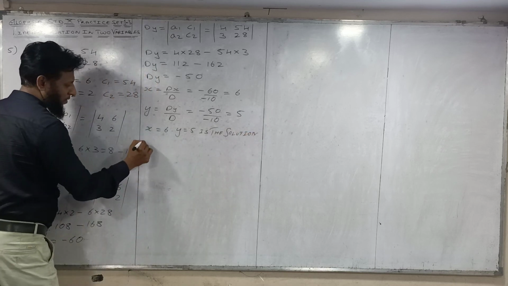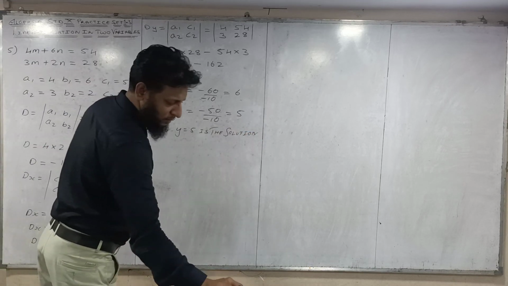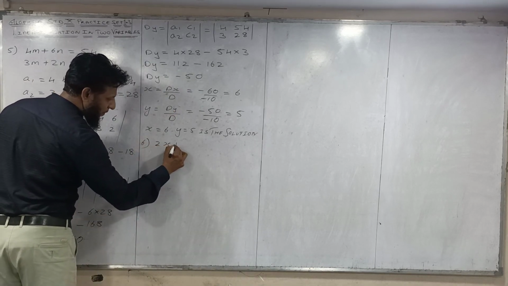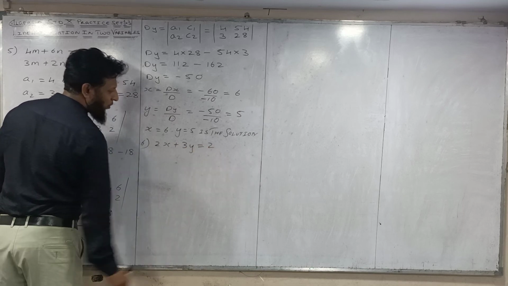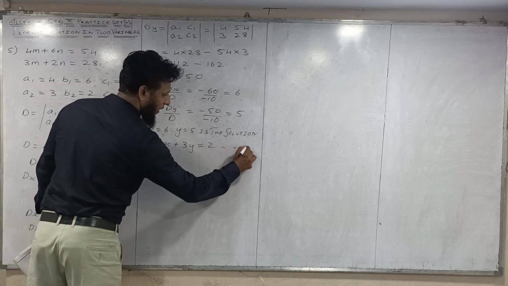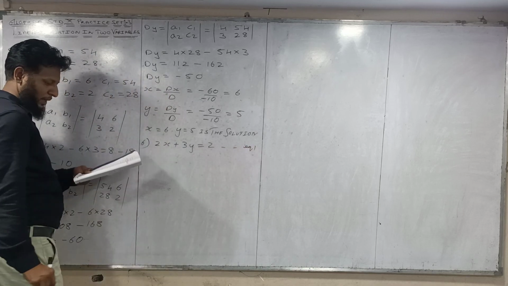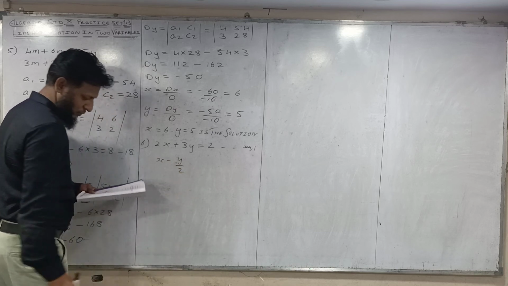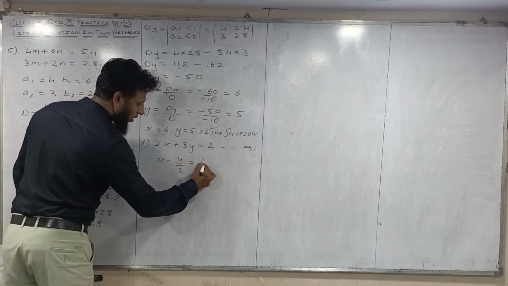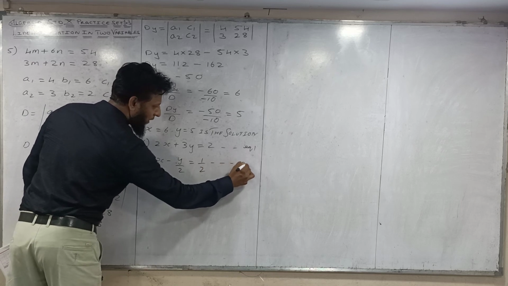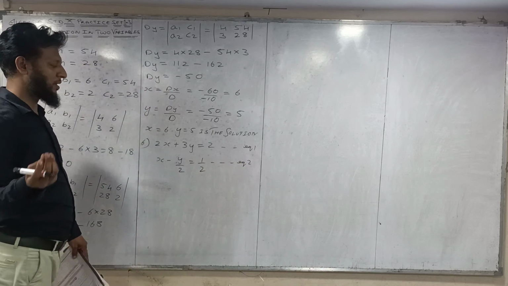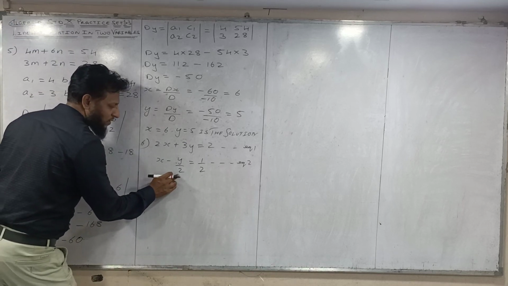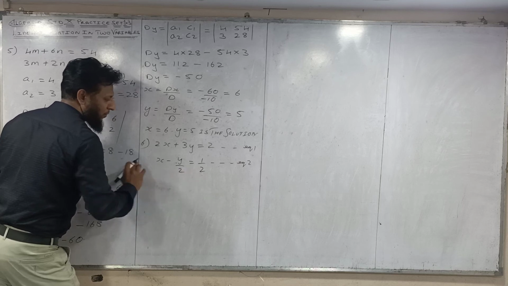Then question number 6. In this, 2x plus 3y is equal to 2, equation 1. Okay, write the number equation 1. And second equation is x minus y upon 2 is equal to 1 upon 2, equation 2. A little bit will change the equation number 2 just to ease the sum. So we'll remove this 2 as a denominator from this equation.